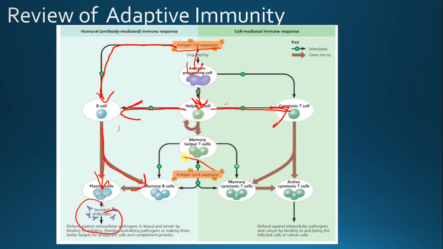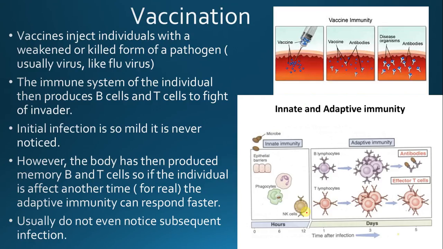And if you're ever exposed later, a second exposure, your memory B cells will directly start telling you to create more antibodies, directly telling you to activate cytotoxic T cells so you can fight off that response much quicker. This is where vaccination comes in.